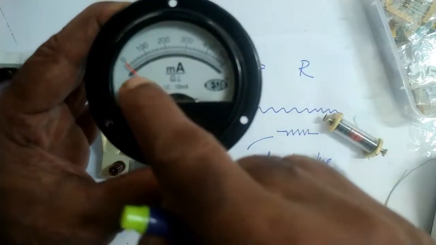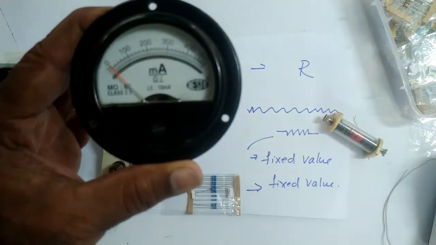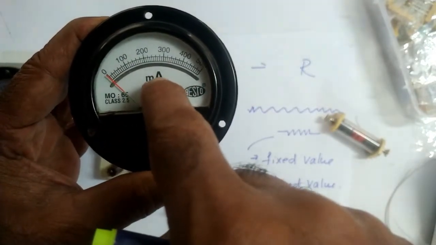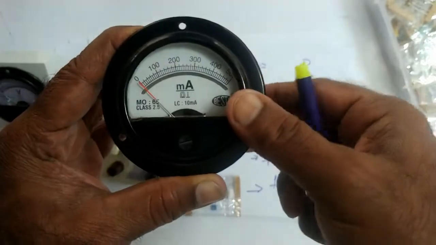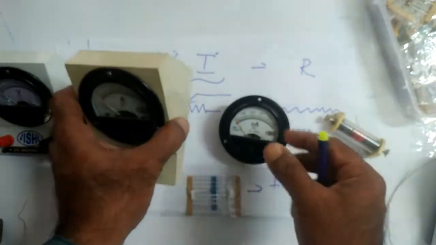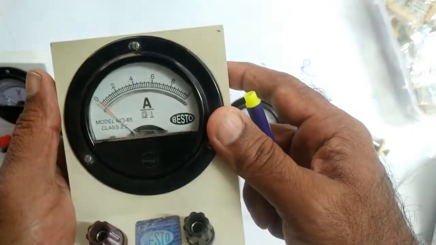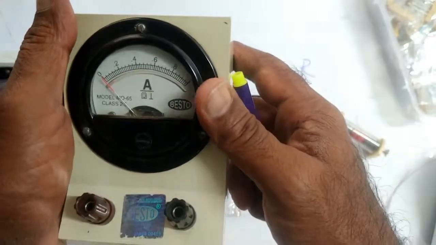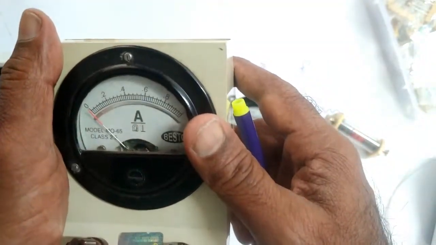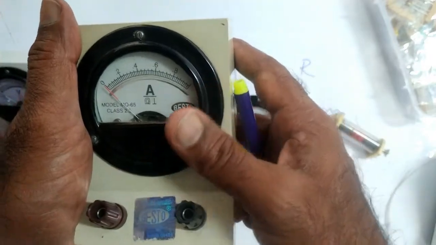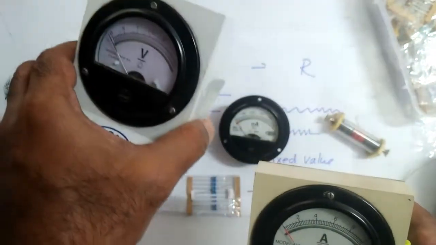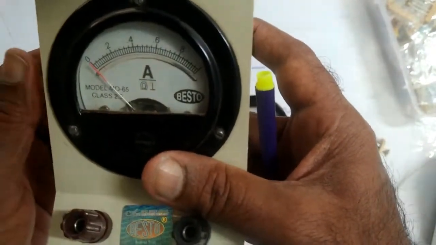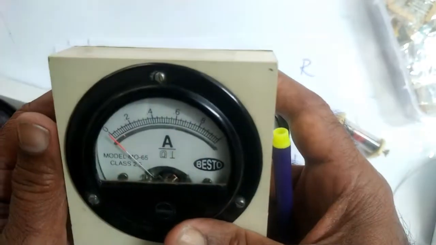Well, this will give you a reading in milliamperes. Whereas this ammeter will give you a reading in amperes. And what is ampere? Ampere is the standard unit of current, like how volt is the standard unit of potential difference.